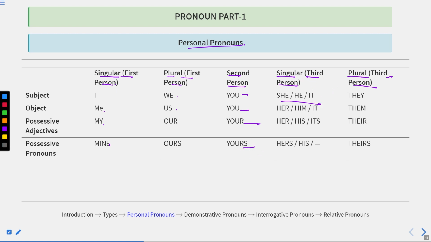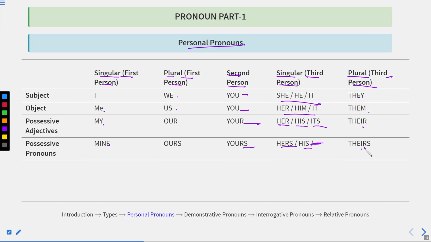Singular third person, he, she, it, their objects are him, her, it. Then their possessive adjectives are his, her, its, and possessive pronouns are his and hers, whereas for it we do not have any possessive pronoun. Plural third person, they, subject, them, object, their possessive adjective, and theirs is the possessive pronoun. Now this table we have already discussed earlier as well.